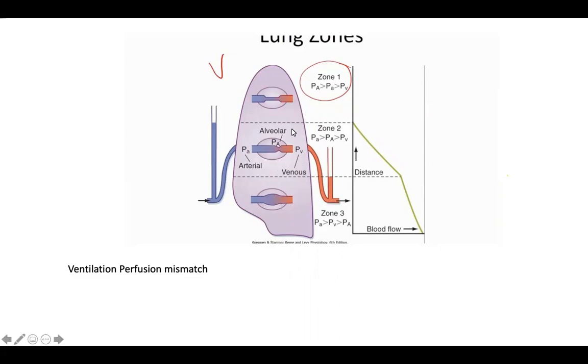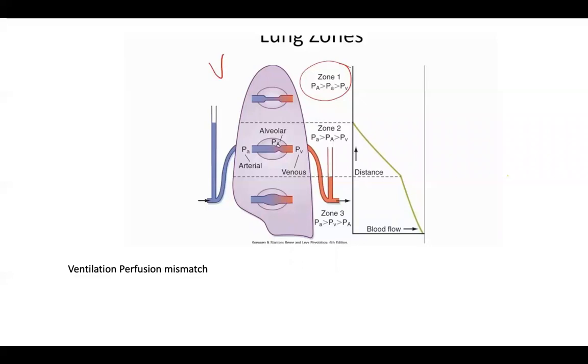Based on this, we see that as the distance from the base increases, the blood flow decreases. Here, because the arterial pressure is more than the venous pressure, there is a positive transmural pressure, and this leads to dilatation, so the blood flow is more. While here there is a negative transmural pressure, and that leads to constriction.